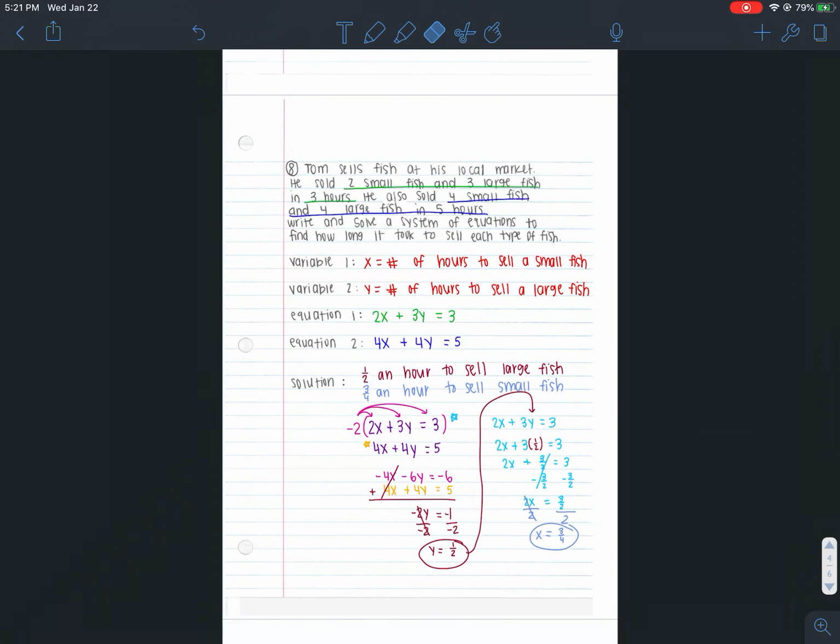So that is it for elimination. Again, this is just another way to solve systems, right? There's graphing, there's substitution, and now we've learned elimination.